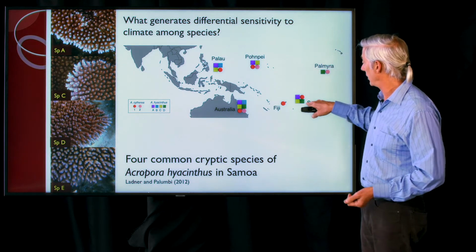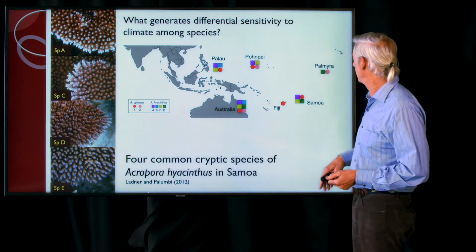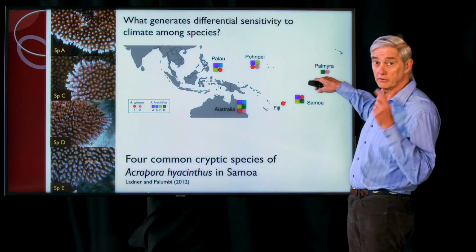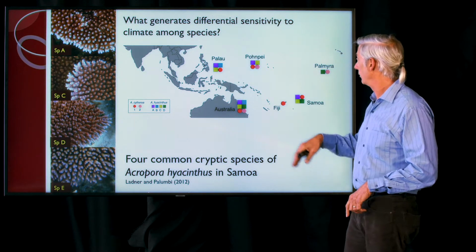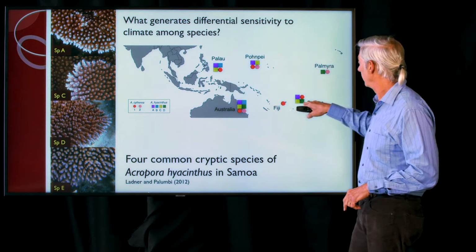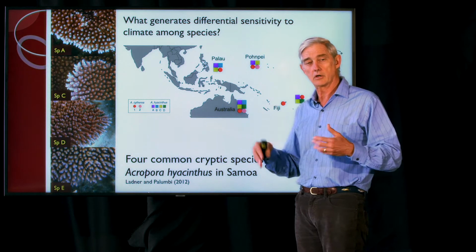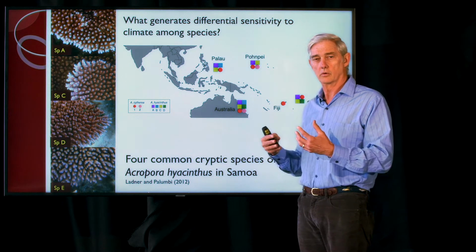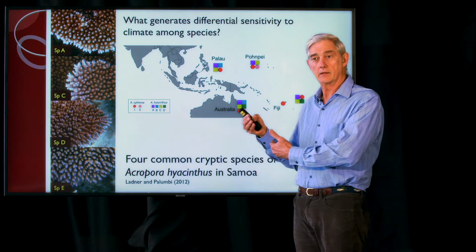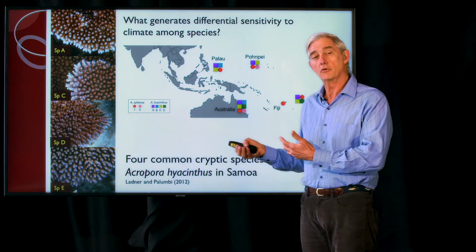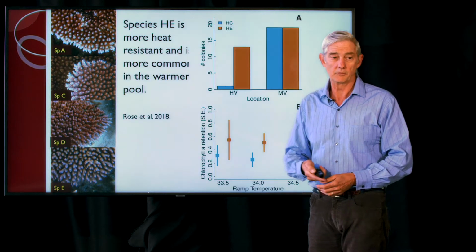Where we worked in Samoa, there are 3 of this hyacinthus species complex, for example. In Palmyra, in the middle of the Pacific, there's just 1, species F. Palau, where we're also working now, also has 3, but a different 3 than in Samoa. So we know there are genetic differences among these corals. They fall into good species. How are they different from one another, and do those differences have anything to do with the environment these species live in?